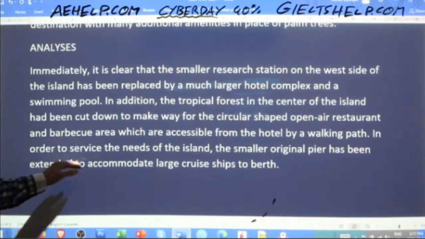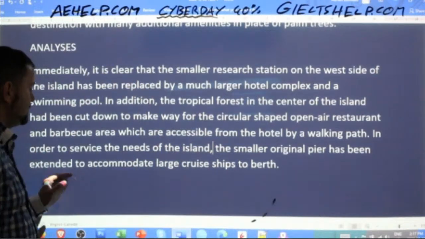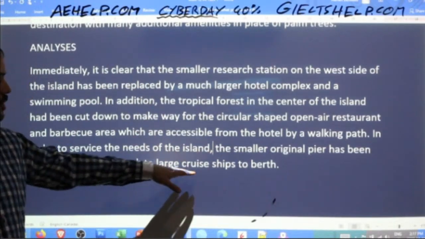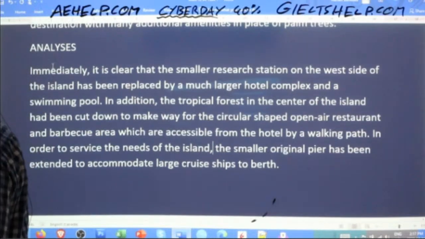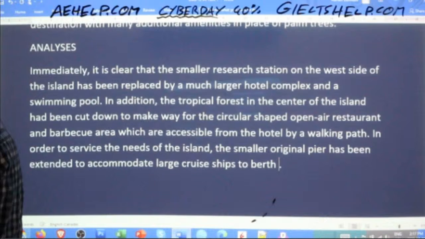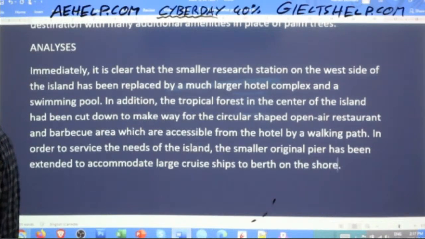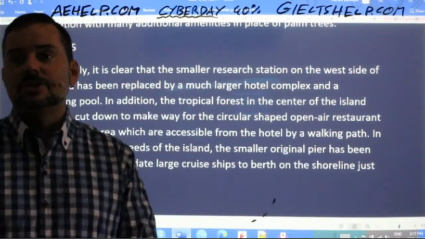So in order to service the needs of the island, the smaller original pier has been extended to accommodate the large cruise ships to berth. And then I can add location. Sure, that's maybe not a bad idea. On the shoreline just west of the hotel. Okay? Giving directions is a good idea.